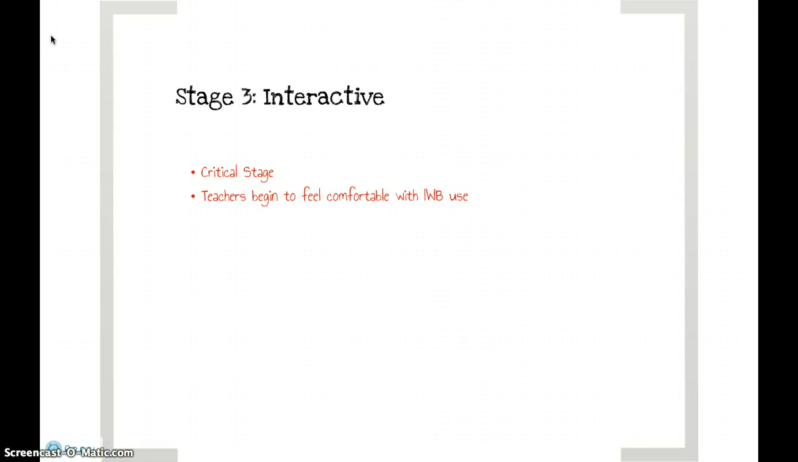Teachers can continue to learn how to implement their IWBs in the classroom, or they can really just merely use them as a chalkboard. So at this level, teachers do begin to start feeling comfortable with their IWBs, and they're using them in their practices with teaching. So we're really focusing on doing new things in new ways from this stage forward.